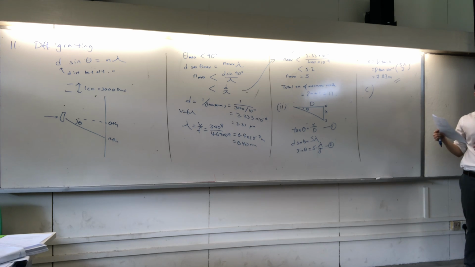Okay, all good? Green light. In the next part, they say change to green light. So what's the difference between green light and red light? What quantity changes for light? Frequency and?